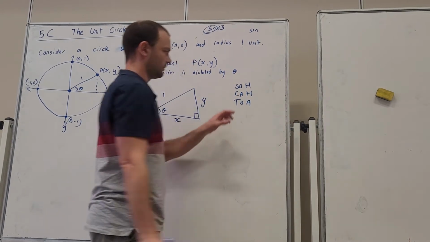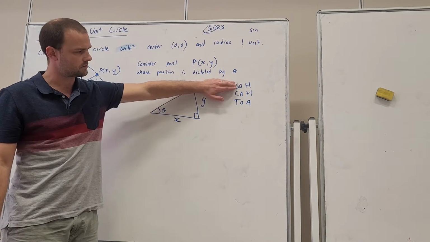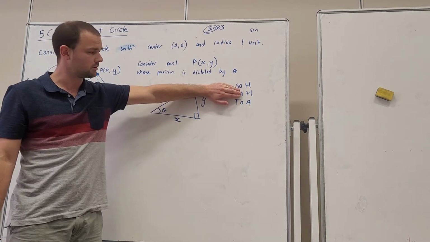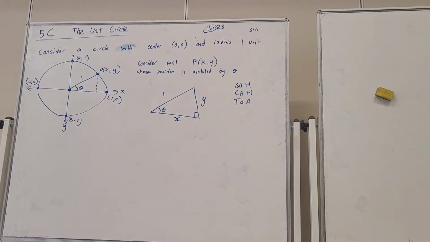SOHCAHTOA. Okay, so that means the sine ratio is opposite on hypotenuse, cosine is adjacent on hypotenuse, and the tan ratio is the opposite on the adjacent. So let's go through and label our triangle.